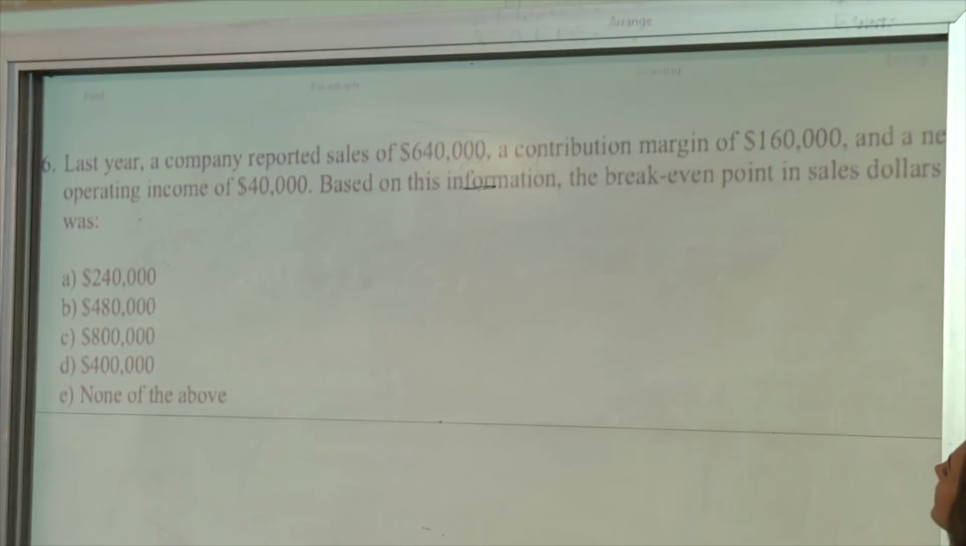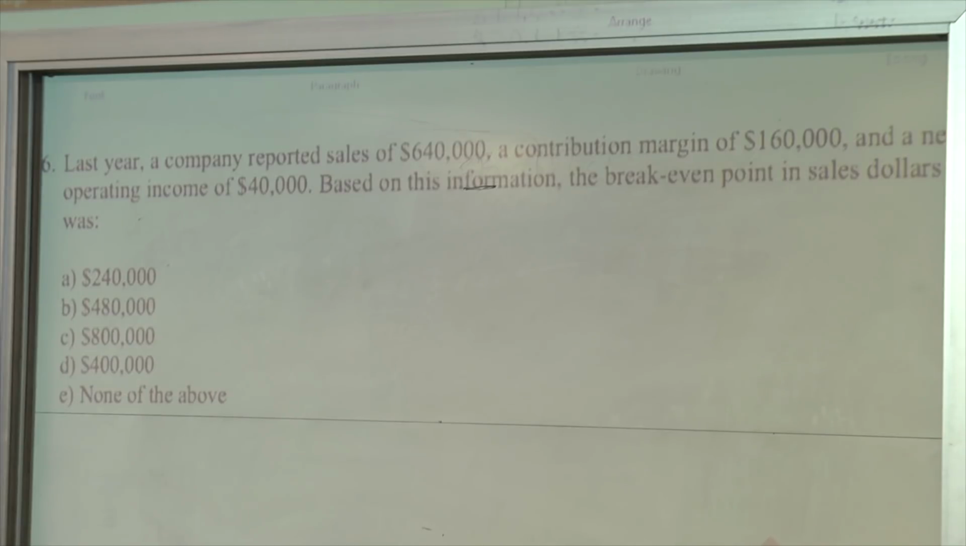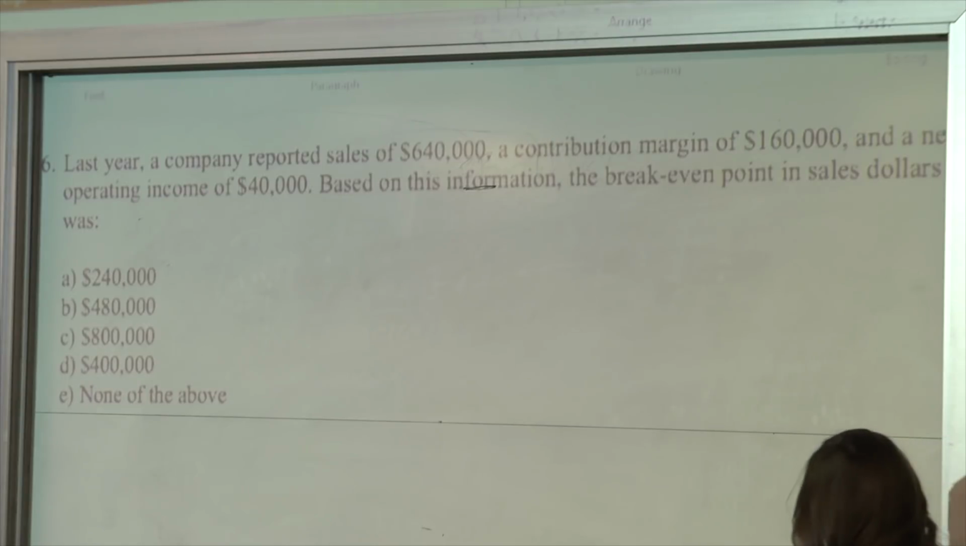The question states, last year, a company reported sales of $640,000, a contribution margin of $160,000, and a net operating income of $40,000. Based on this information, the break-even point in sales dollars is blank.